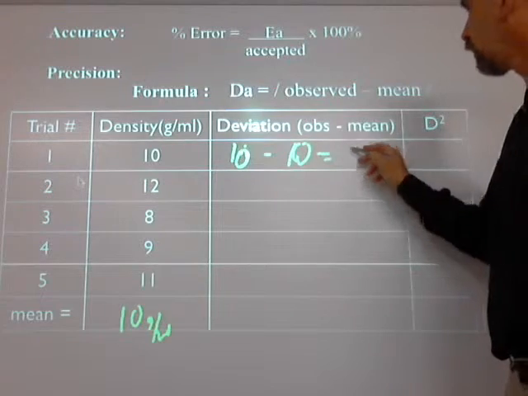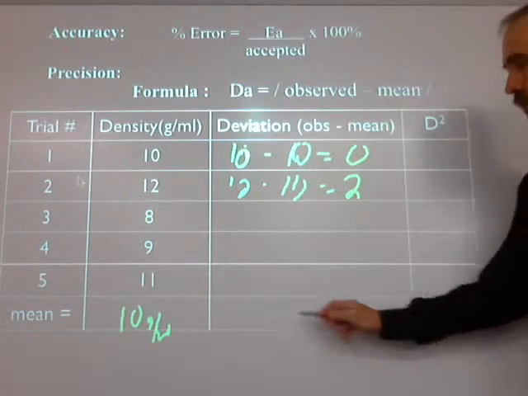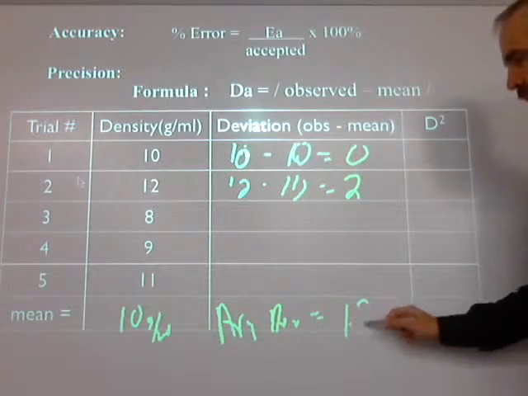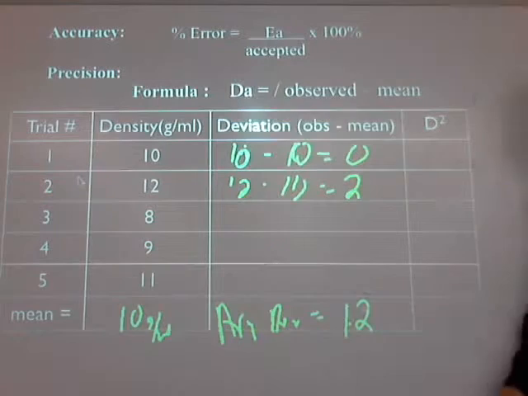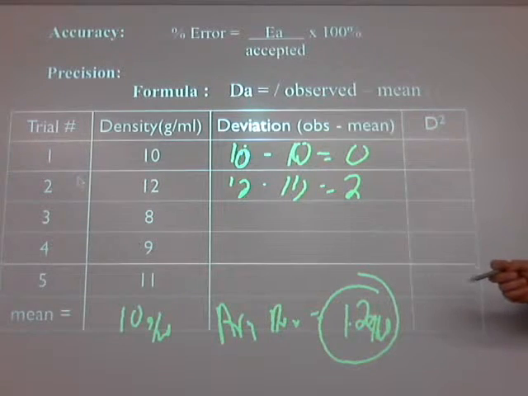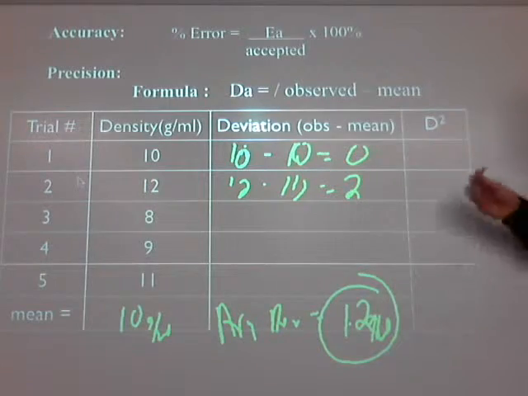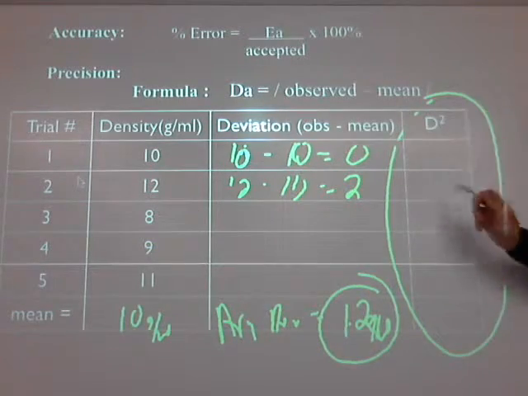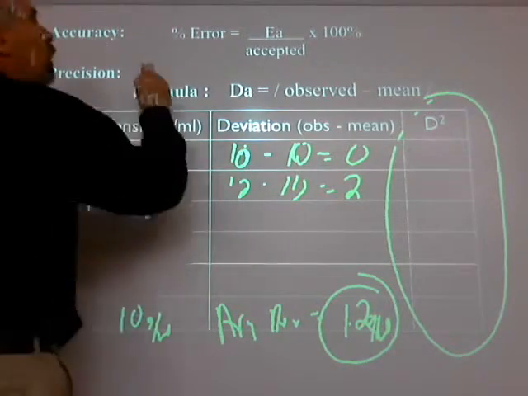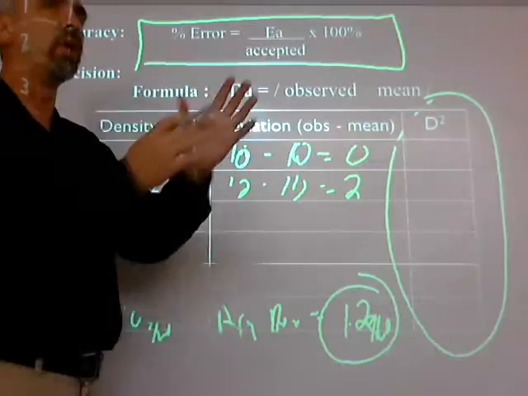10 minus 10 equals 0. 12 minus 10 equals 2, and so on. And eventually, you got the average deviation down here. And your average deviation, I think, was 1.2 for this guy. Well, you actually find that this average deviation of 1.2 grams per milliliter is not a very useful number. It doesn't tell me much. I've got to find something called the standard deviation. That's what this last column is for. And we're going to come back to this in a little bit after I explain what standard deviation is. Just like percent error was way better than absolute error. Absolute error just told you the difference between 2 numbers.